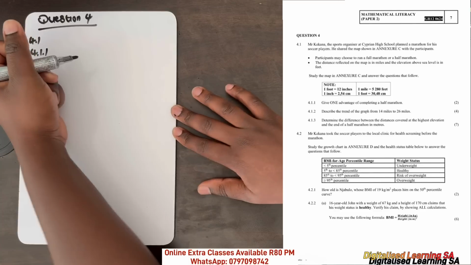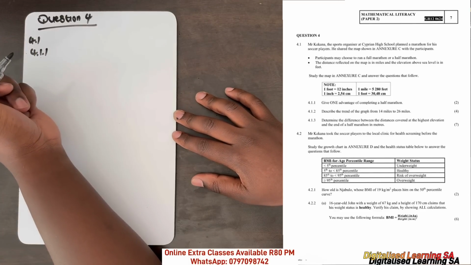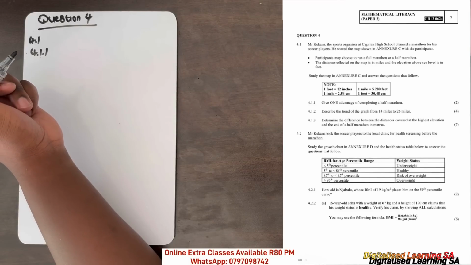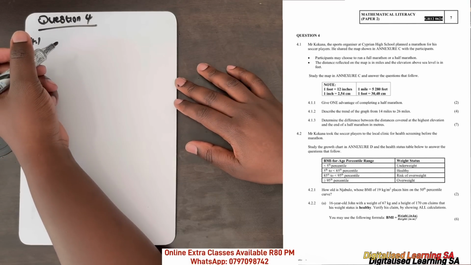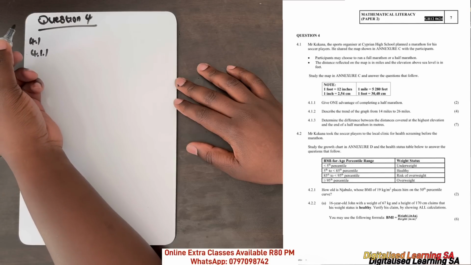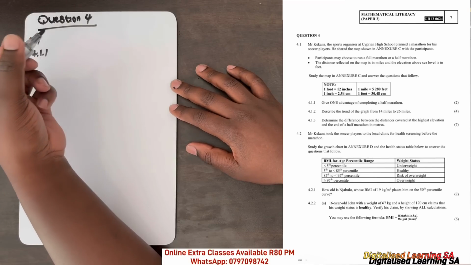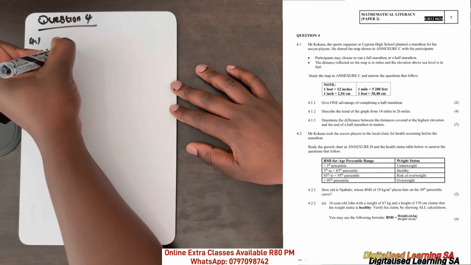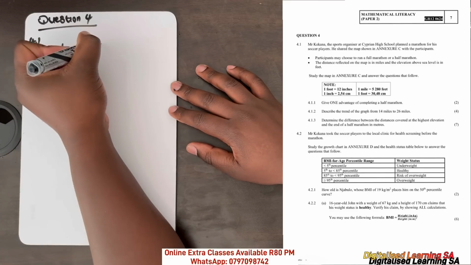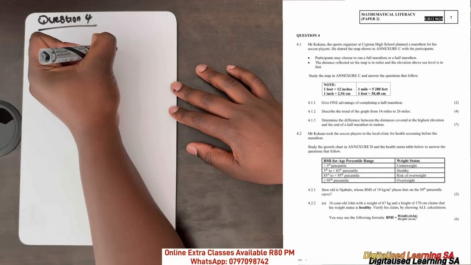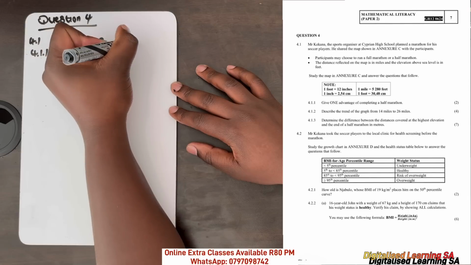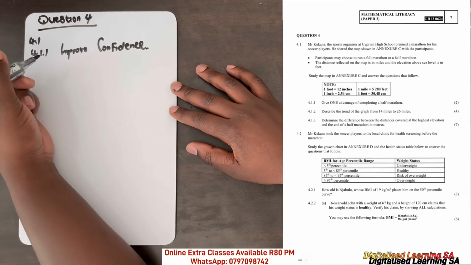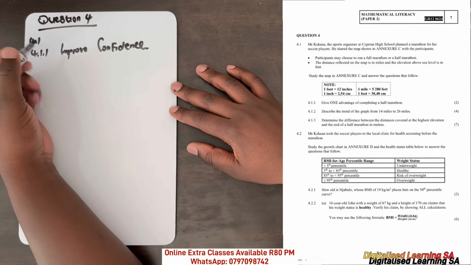Question 4.1.1 says to give one advantage of completing a half marathon. If a person is completing a half marathon, an advantage would be to improve their confidence. Okay, so now let's move to the next question, which is question 4.1.2.